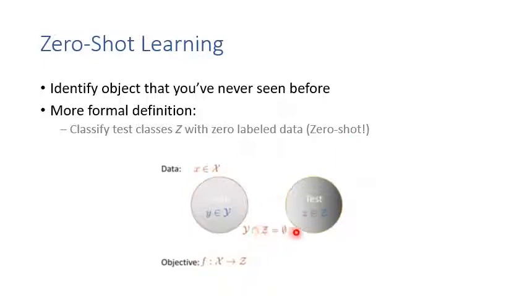So the new data Z in the test set, which we have never seen in our training data set, so the intersection is 0. This is zero-shot learning. We do not have the training data for the Z classes.